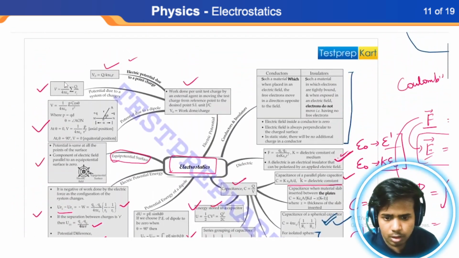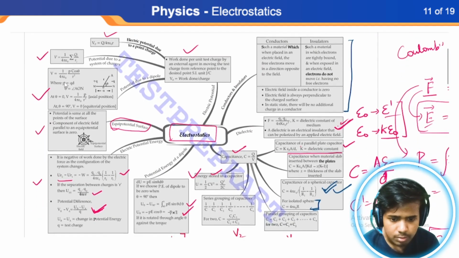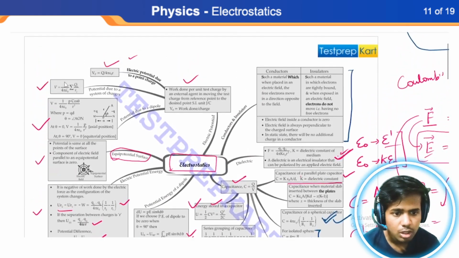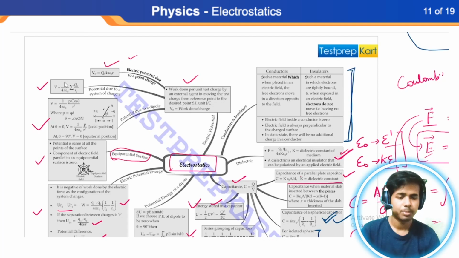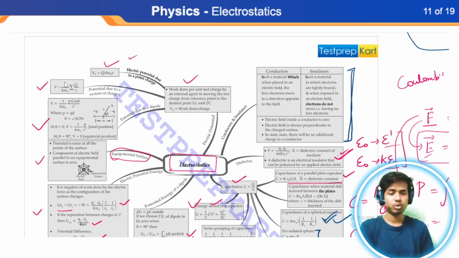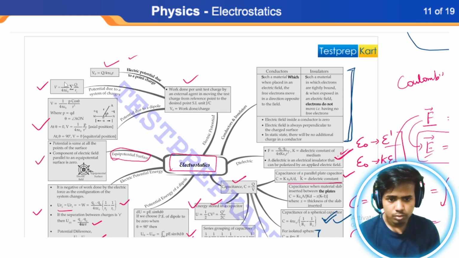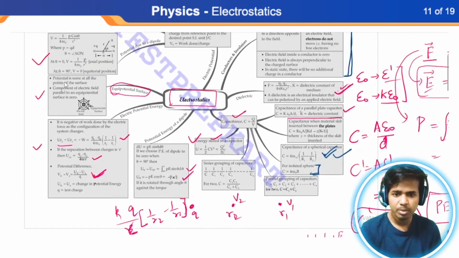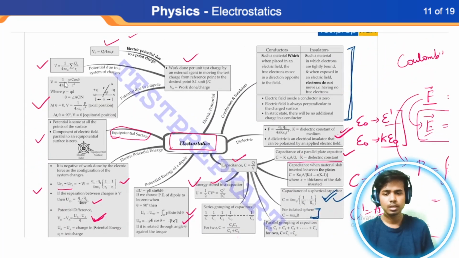So I think we have dealt with the rest of the points as well. This we'll talk about in the chapter of current electricity because it is more apt for that. So that is all for this mind map. I hope this was helpful. Thank you.